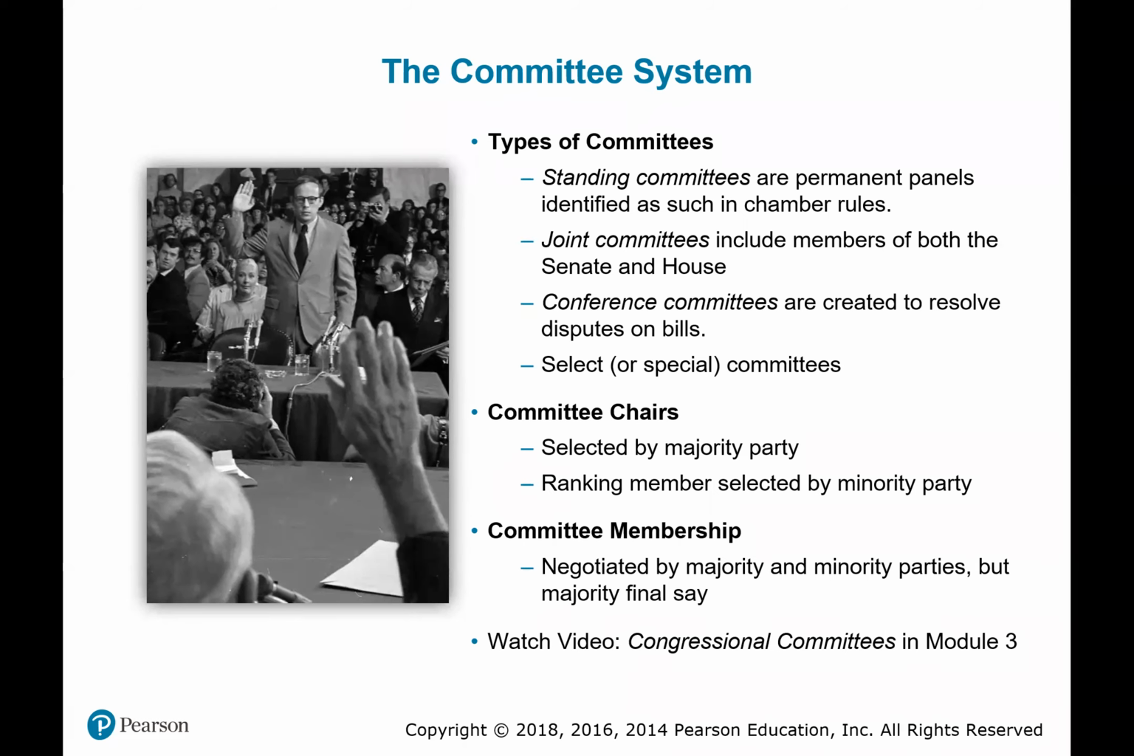And you have select or special committees, and these are put forth, like here you see with Watergate and other things, and they are usually more partisan and political than substantive.